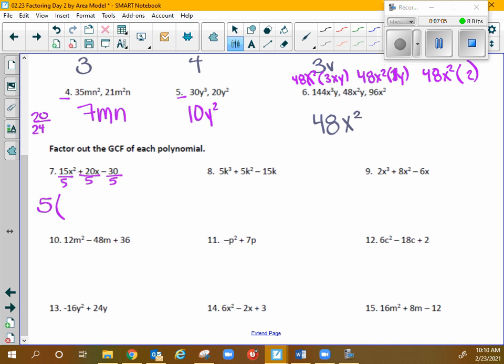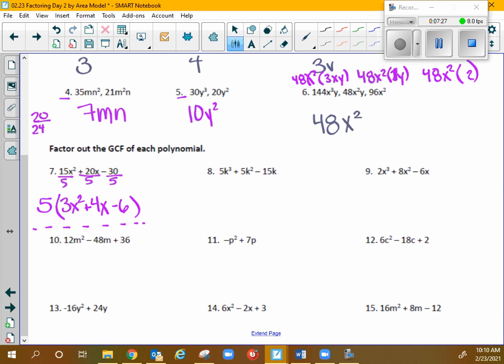And then what would be left? Well, what's 15x squared divided by 5? 3x squared. What's 20x divided by 5? And what's negative 30 divided by 5? Negative 6. So that is the answer for just factoring out the GCF.